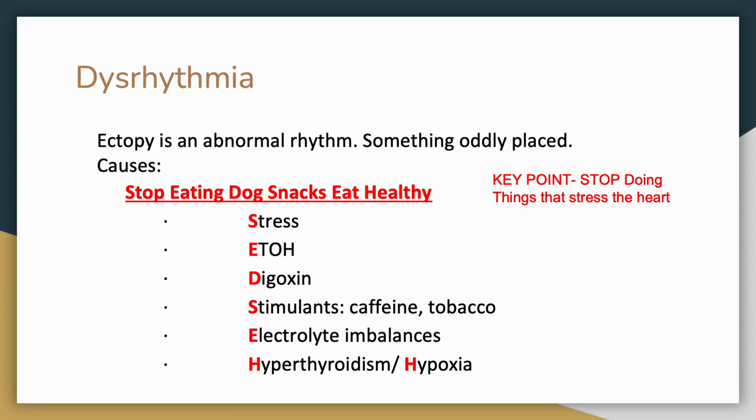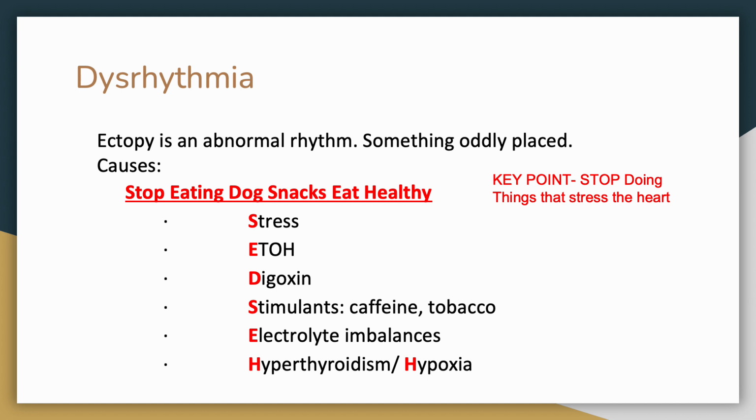Okay, now let's talk about dysrhythmia and ectopy. Ectopy means somebody's having an abnormal rhythm. Something is oddly placed, so something is not right with their rhythm. I'm going to teach you a mnemonic so you can understand what causes dysrhythmias.